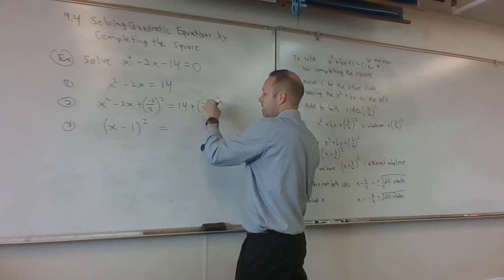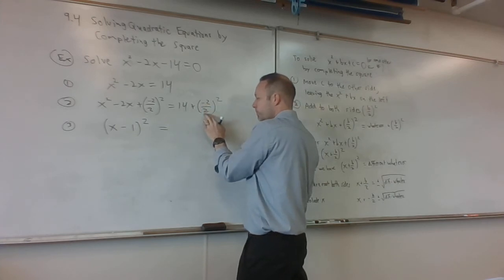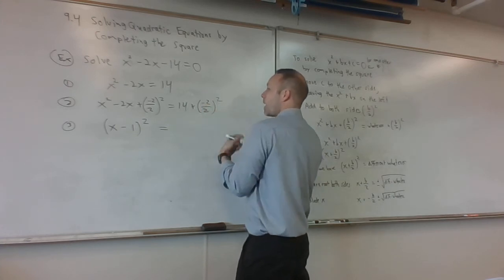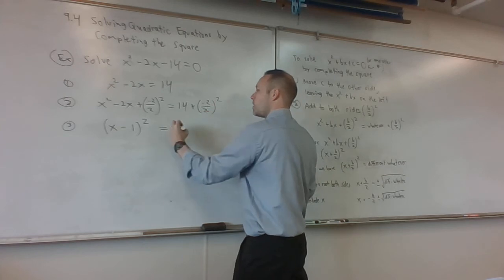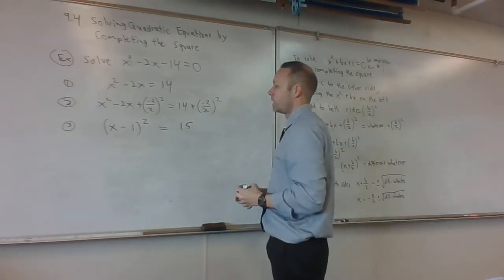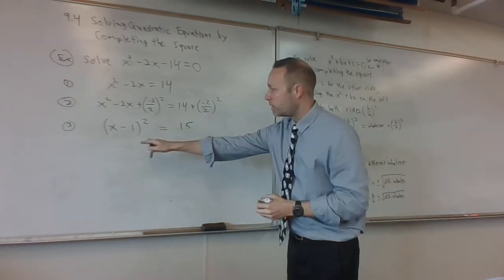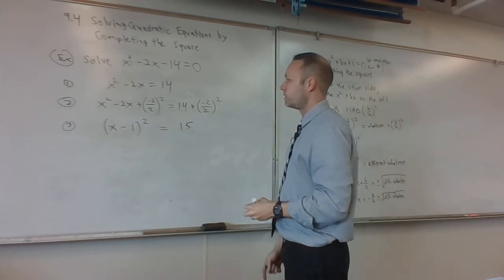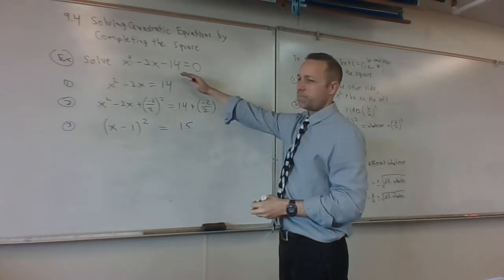So this is -2 over 2, which is -1. When I square -1, I get 1, so it's really 14 plus 1, that's 15. So I have (x minus 1) squared equals 15.